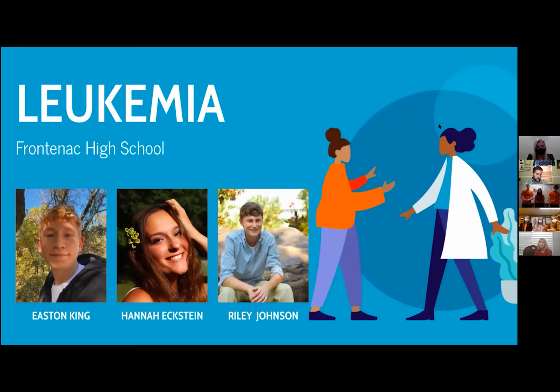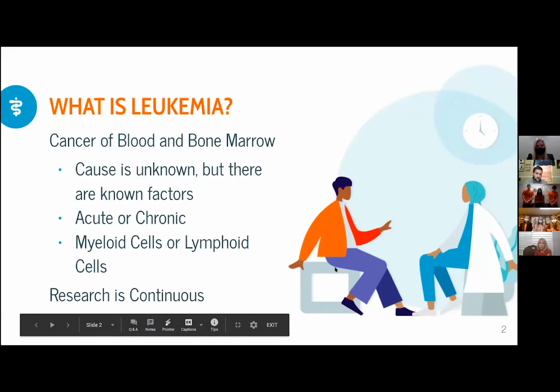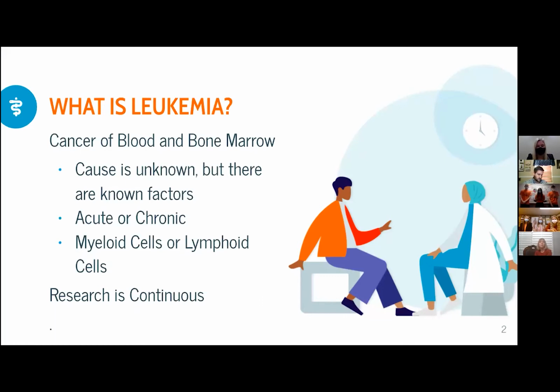First, let's get started with what leukemia is. Leukemia is a cancer that affects the blood cells and bone marrow. Unfortunately, the exact causes of leukemia are unknown. However, scientists do have a few ideas as to what those causes potentially could be, such as previous chemotherapy, exposure to cancer-causing agents, and genetic conditions.